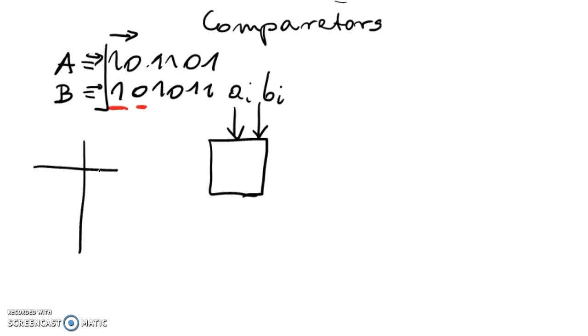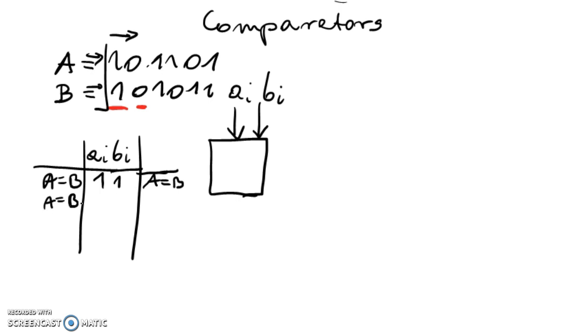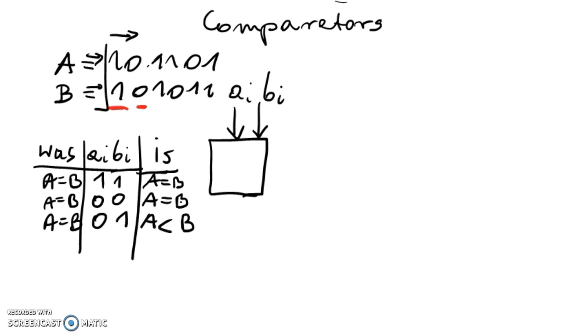So the previous result is A equal to B, and the current bits Ai, Bi are equal, 1, 1. You don't change this information, A equal to B. If the information is A equal to B and you've got 0, 0, the same situation. You don't change the information. But if the information was A equal to B, but you've got 0, 1, in this situation A is lower than B, you change it.